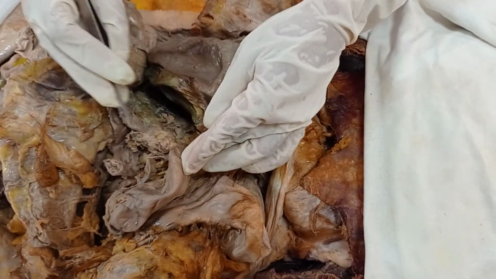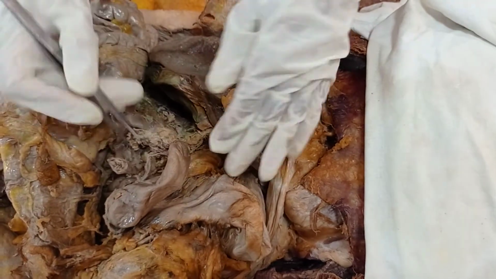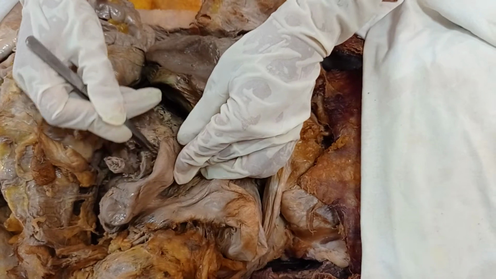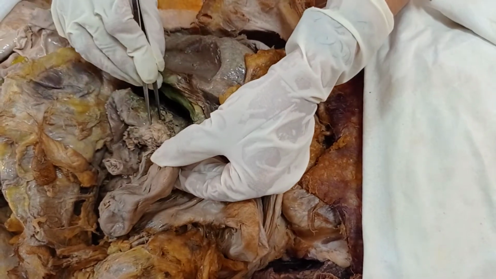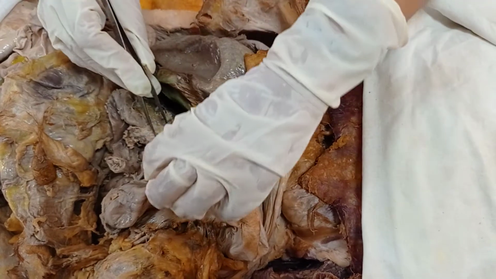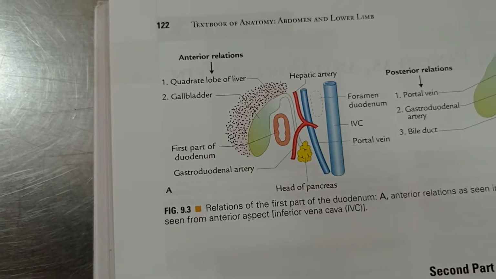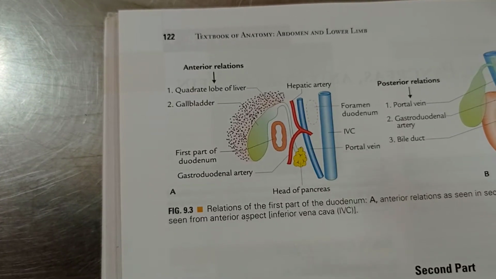It is the commonest site of peptic ulcer because of its direct exposure to the acidic content of the stomach. Except for this part, the rest of the duodenum is retroperitoneal, and it is supplied from the branches of the celiac trunk. Now we will see the relations of the first part.